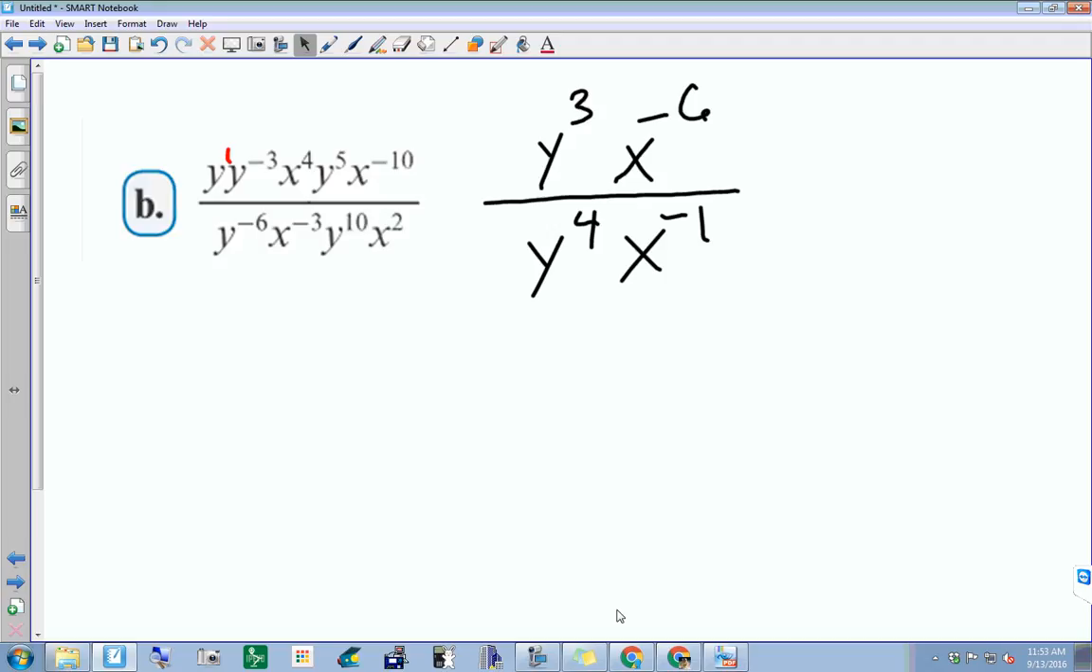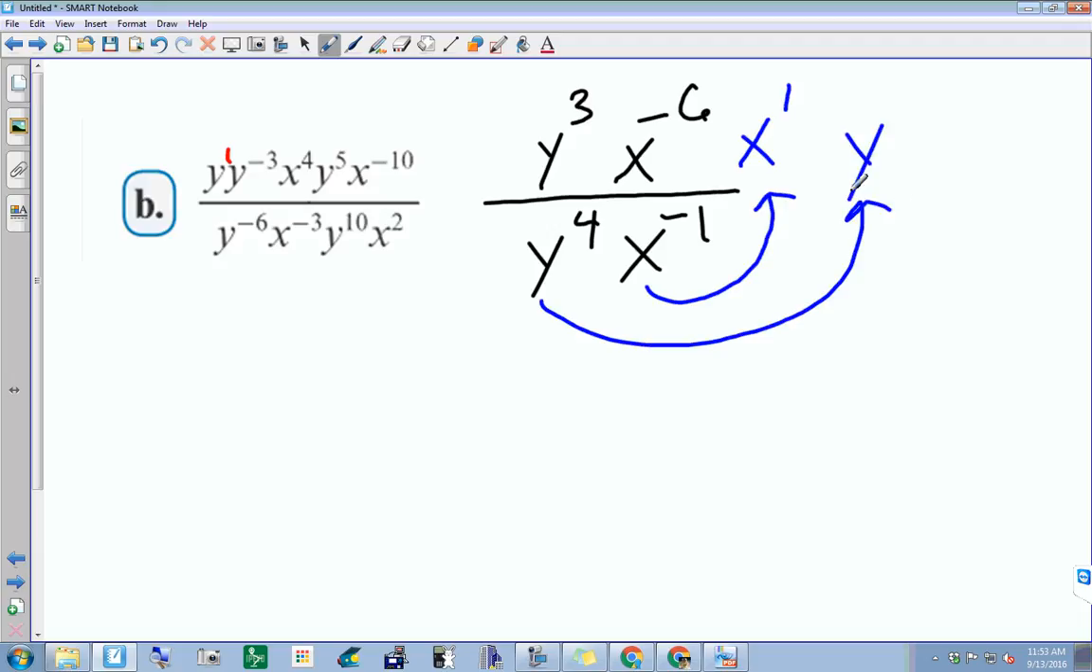So what we can do, and actually this is the easiest way to deal with these, is we take each one of these and move them up here. So if I've got x to the negative 1 down here, what would it be up here? X to the what? Positive 1. So it's x to the 1. This y goes up here. So now it's going to be y to the what? Negative 4. It just changes. If I move it from top to bottom, sign changes. Bottom to top, sign changes.